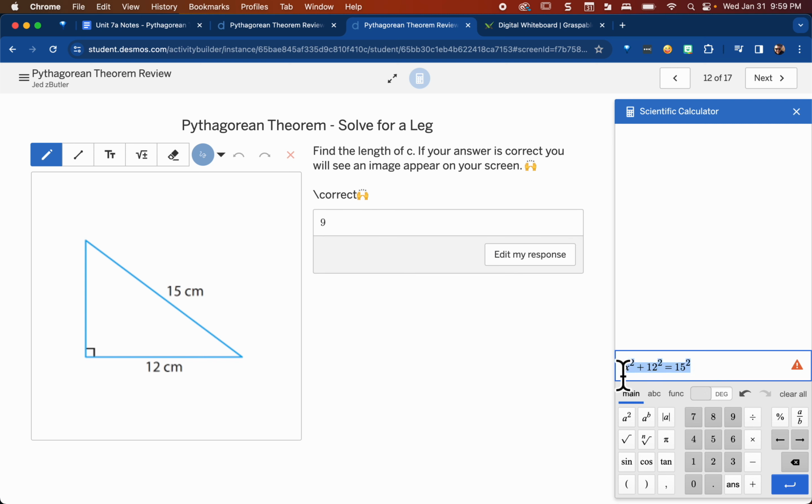Now if I wanted to do that in this calculator, I would have said 15 squared minus 12 squared if I'm finding a leg. And then I need to square root the 81.